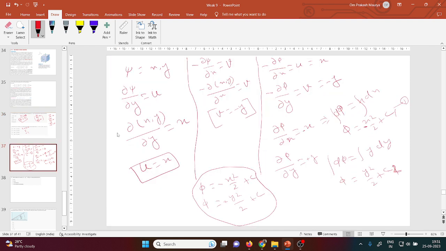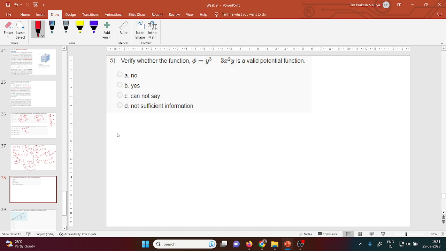Now the next question is this: verify whether the function phi, that is a potential function, is a valid potential function or not. You know already these things. One formula, the Laplace equation: ∂²φ/∂x² plus ∂²φ/∂y² should be 0. Let me check.